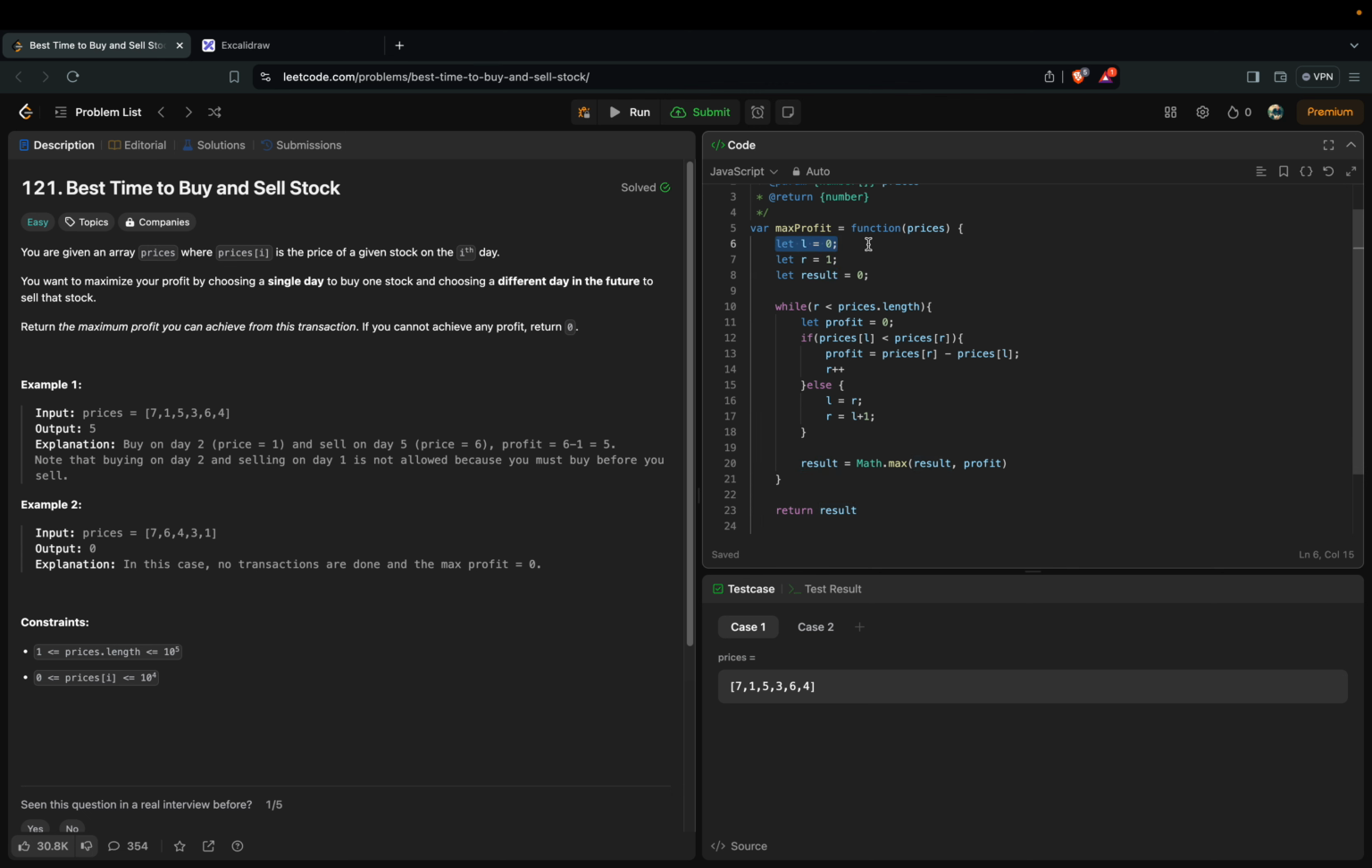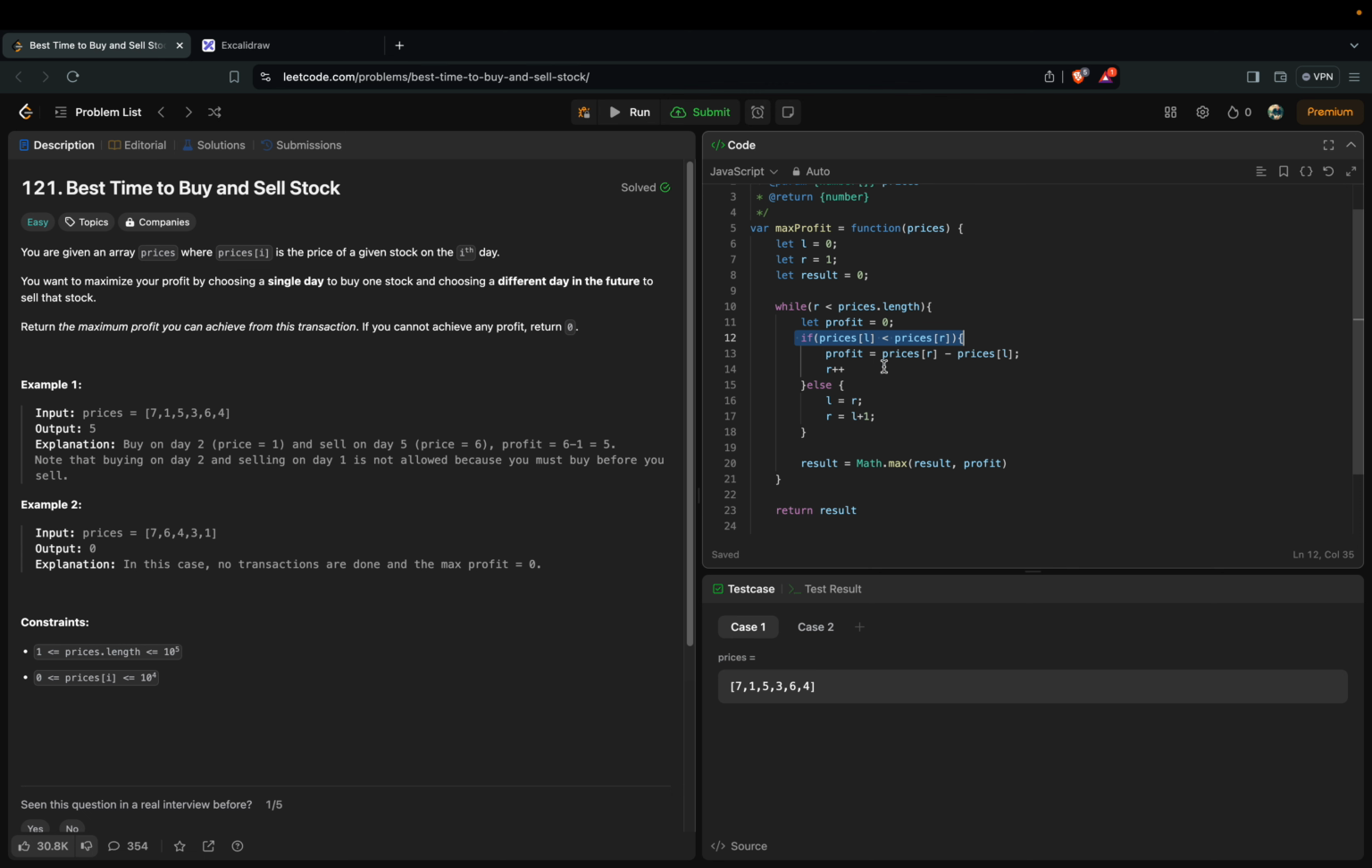So let's go to the function once. We are initializing L equal to 0, R equal to 1 as discussed. Result is 0, which would be returned here if nothing is found. Then we are checking whether R is less than the array length or not. Then we are initializing a variable profit with 0, and we are comparing the prices, whether L is less than R or not.